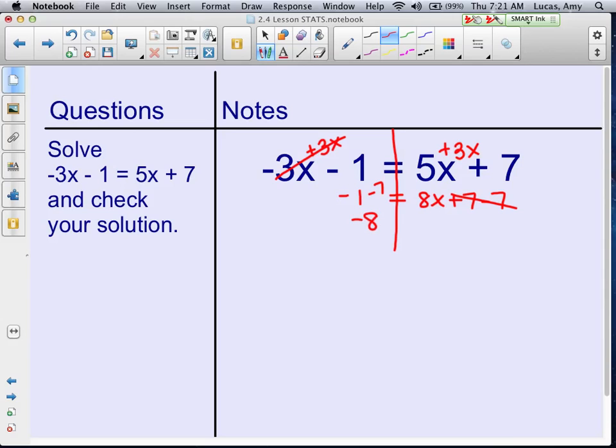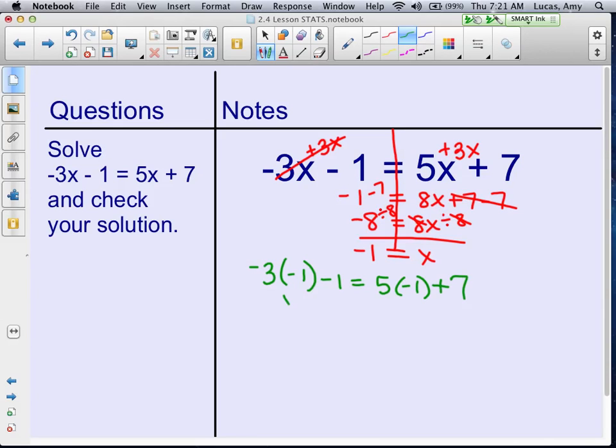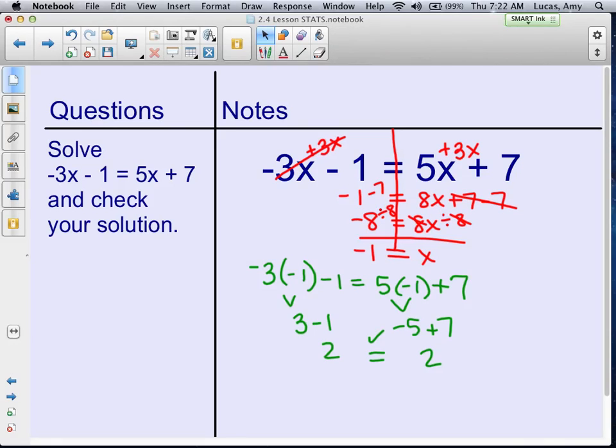Negative 1 minus 7 is negative 8. And I will have to divide by my positive 8 to get my variable alone. My solution is negative 1. Negative 8 divided by positive 8 is negative 1. I can plug it in and check. Negative 3 times negative 1, and 5 times negative 1. Multiply first. 3 minus 1 is 2. Negative 5 plus 7 is also 2. So my solution checks out. X equals negative 1.